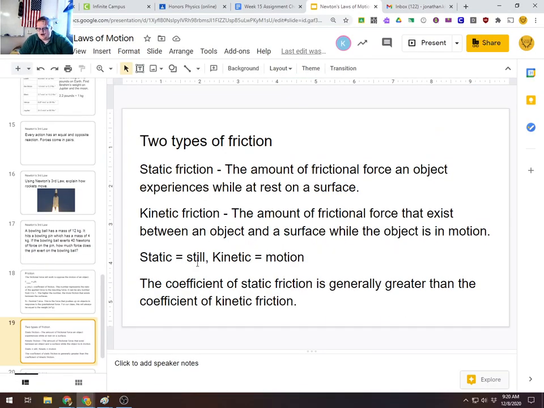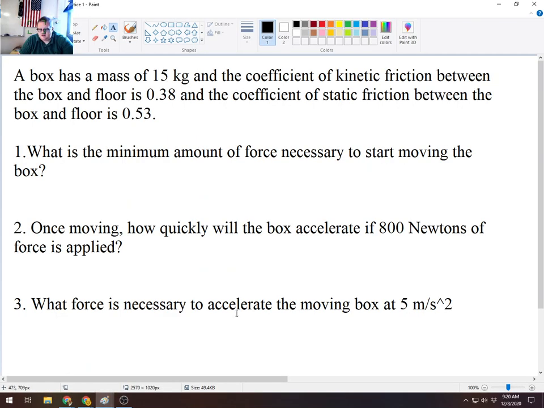Okay, so now we can look at our problem. We have a box with a mass of 15 kilograms. The coefficient of kinetic friction is 0.38. The coefficient of static friction is 0.53. The first question: what is the minimum amount of force necessary to start moving the box? Because it's not moving right now, and it says to start moving, we're going to be looking for static friction. So mu for the first problem is the static one, 0.53. Let's see how much frictional force exists between the box and the floor.